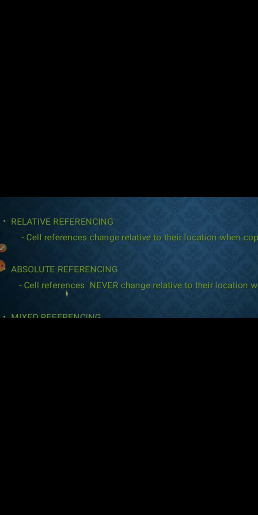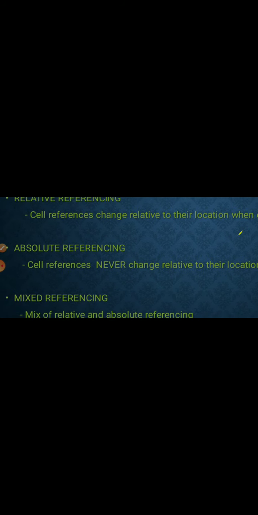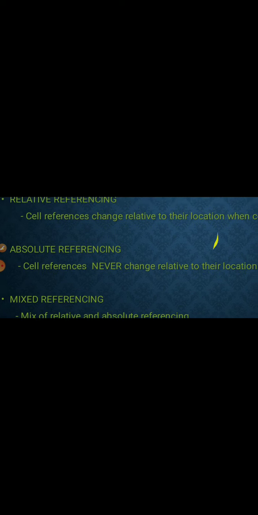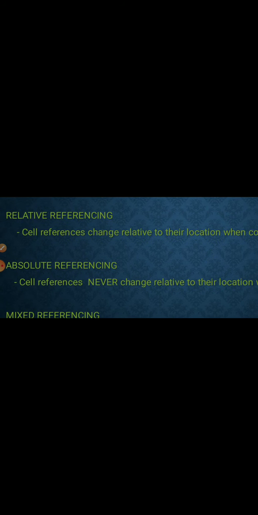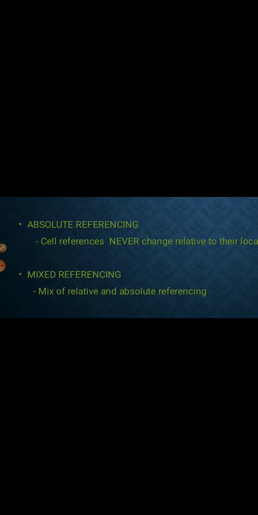Children, keep this difference also in your mind. In relative referencing, the cell references change relative to the location when copied. In absolute referencing, cell references never change relative to the location, and we have to use the dollar sign. In relative reference, we need not use any sign. In absolute reference, the dollar sign is used. Both can be used in mixed referencing.